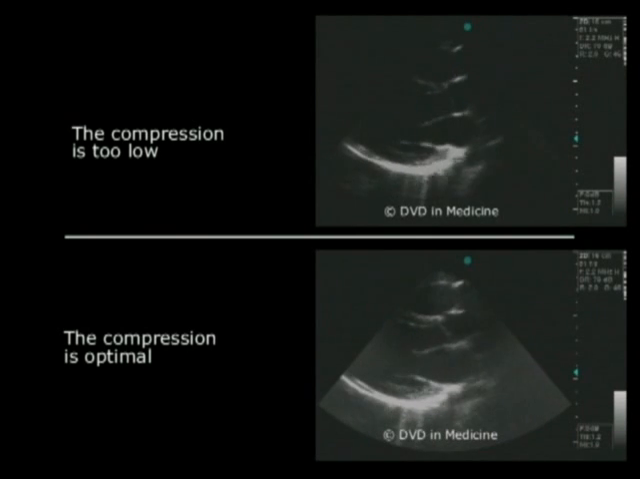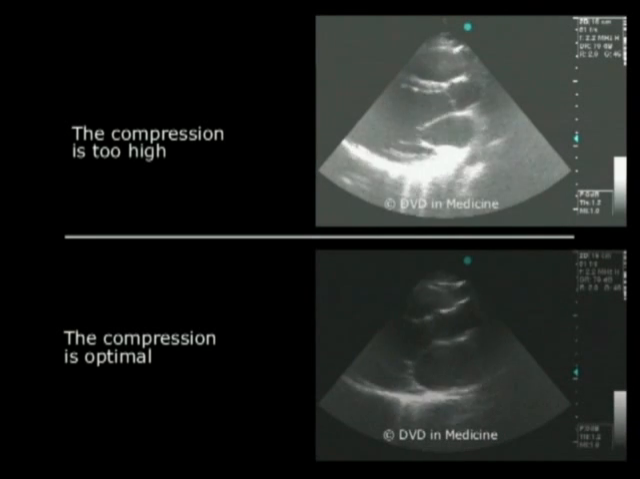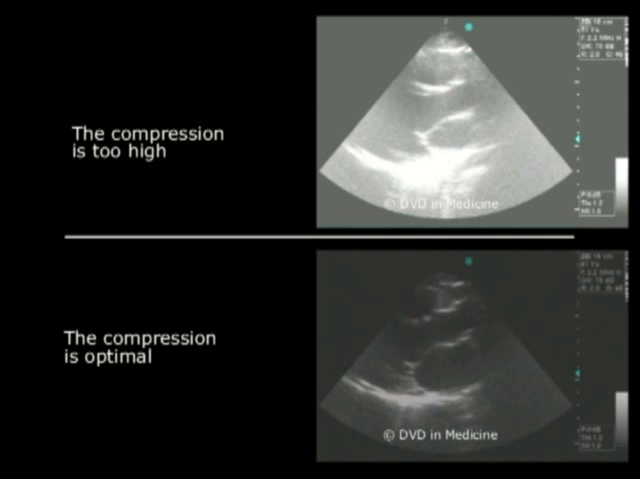Now on the divided screen, you can see the direct comparison of two real-time images taken from the same patient. On the upper image, the compression is set too low, and on the lower image, the compression setting is optimal. You can also compare the image where the compression is set too high and the image with optimal level of this parameter.